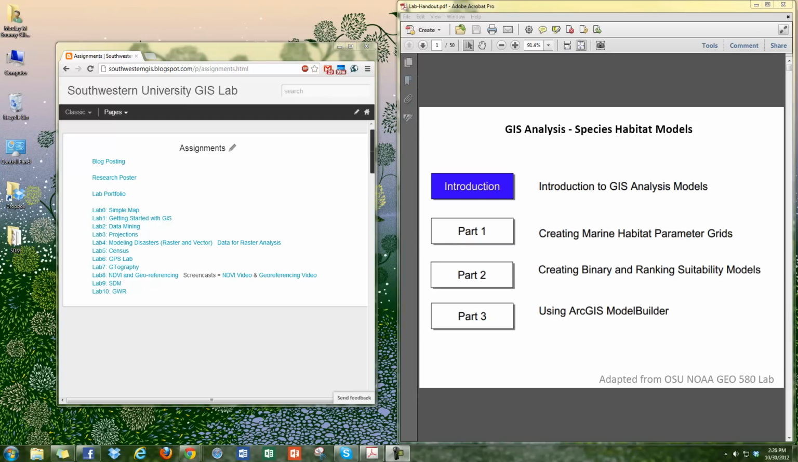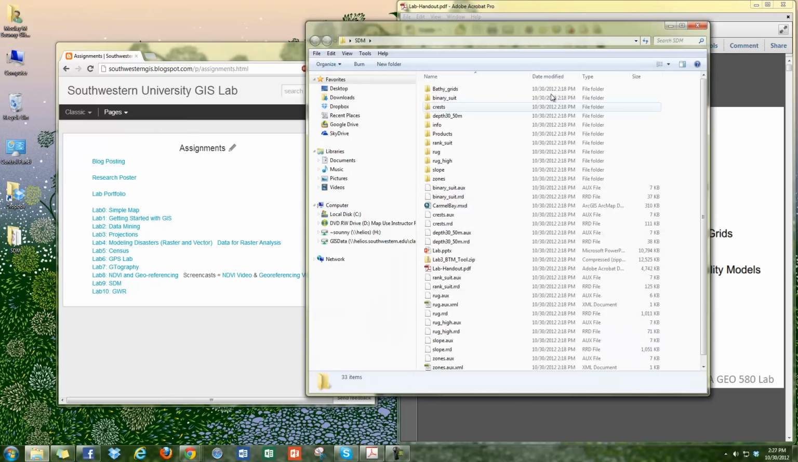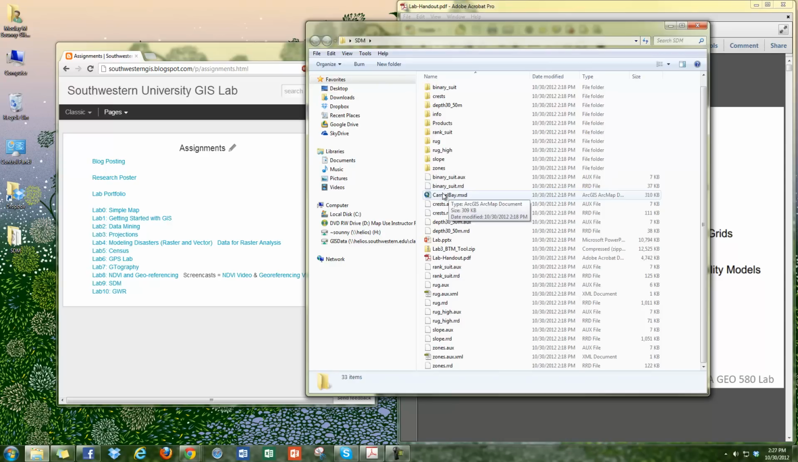So today we're going to be looking at species habitat models, or species distribution models, and all this information is available on the website. We have a lab handout that has a PowerPoint and an assignment that I've adapted from OSU NOAA's Geo 580 lab. They did some interesting work with marine habitats, and if you go onto the Southwestern GIS blog and look under the Lab 9 SDM, you'll find a zip file that contains all this information, including the GIS MXD that we'll be using, plus all the GIS data, and of course the handout and PowerPoint.